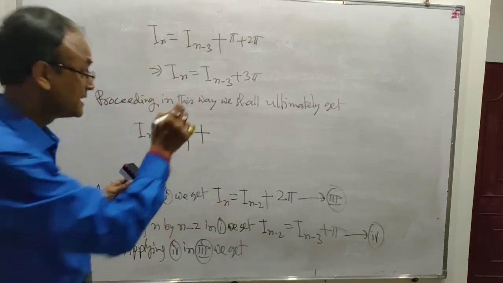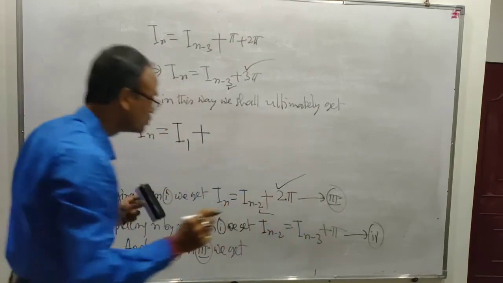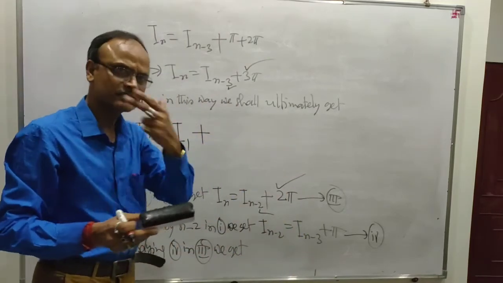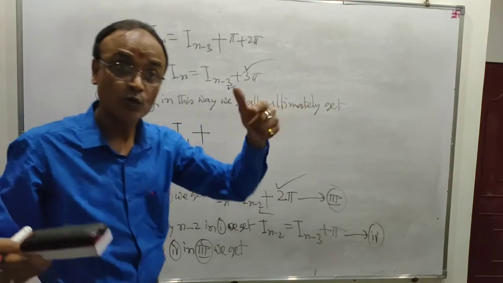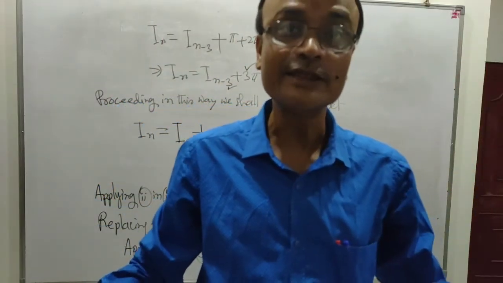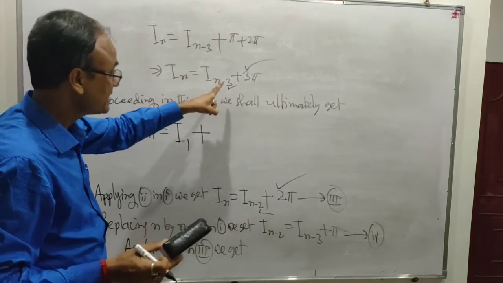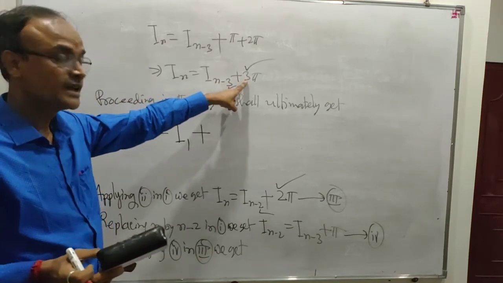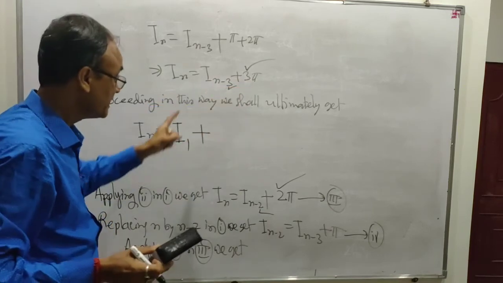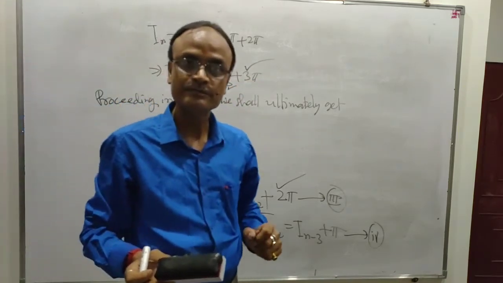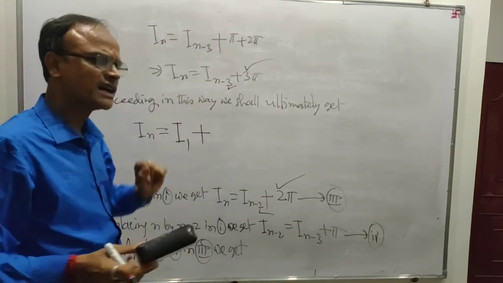Now you see, this 3 equals this 3, this 2 equals this 2. What will be the coefficient of pi? It will be multiplied by pi. It is n minus 3 and it is also 3. If it is 8, it is 8. Like that. If it is 1, what will be this? We have written here n minus 3 equal to 1.